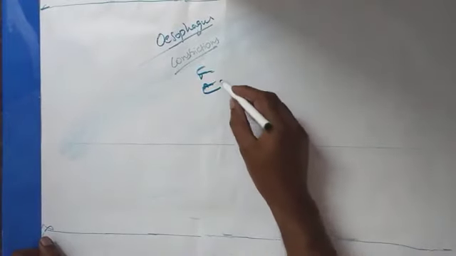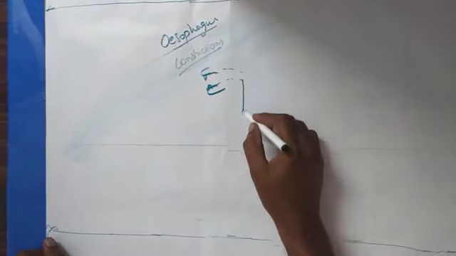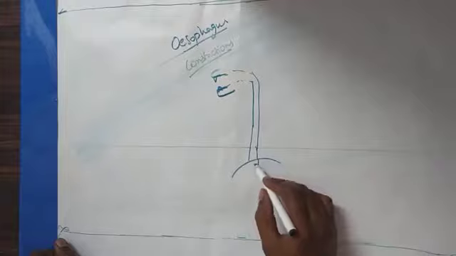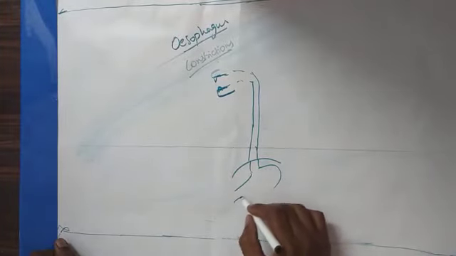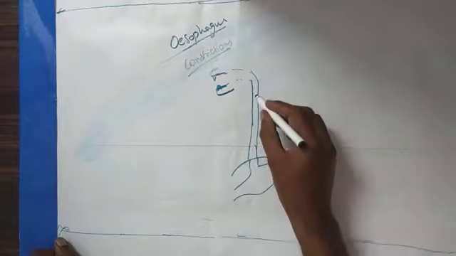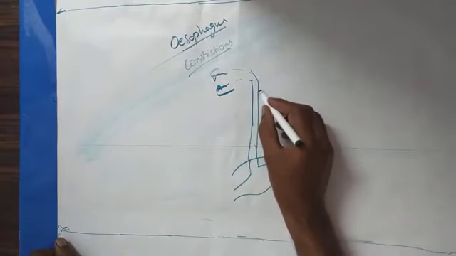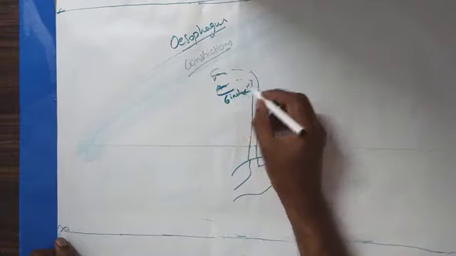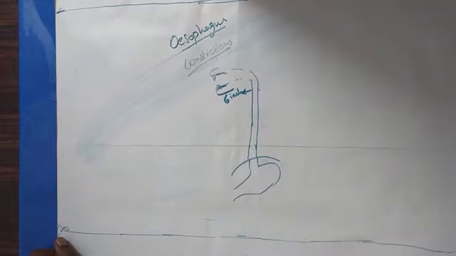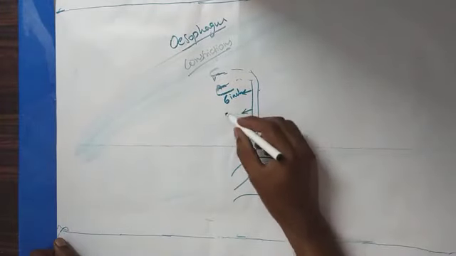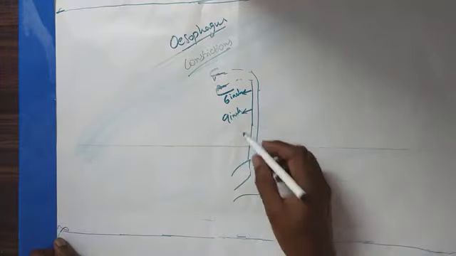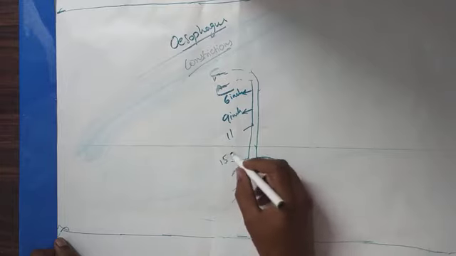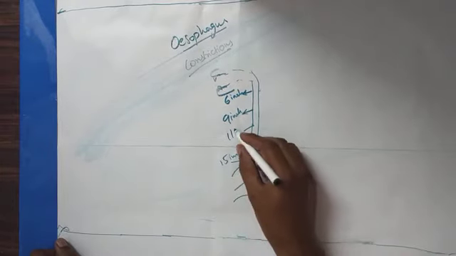So if suppose this is your mouth, then your pharynx, then the esophagus. The esophagus passes through the diaphragm. Below the diaphragm you're having the stomach. Now, these constrictions are, at 6 inches from your upper incisors, there is one constriction. Then at 9 inches from your upper incisors there is one constriction. Then at 11 inches there is a constriction, and at last at 15 inches there is one constriction. So totally there are 4 constrictions.